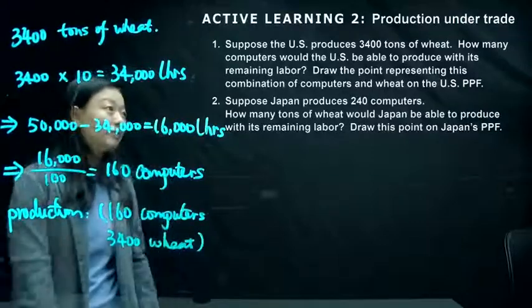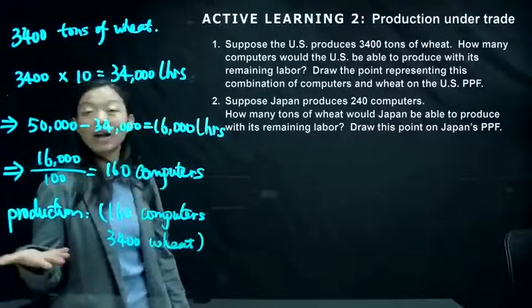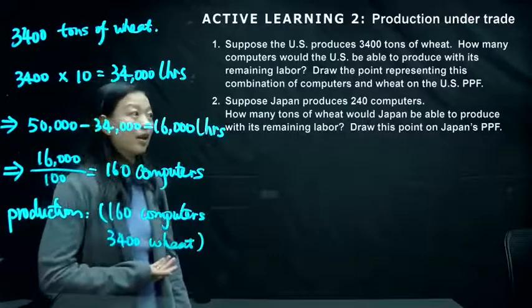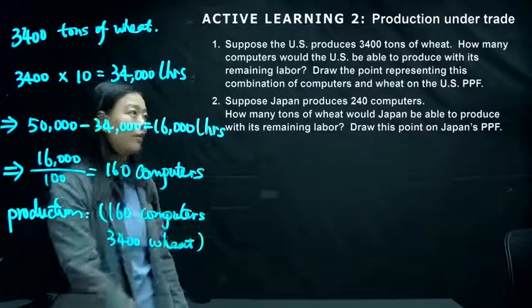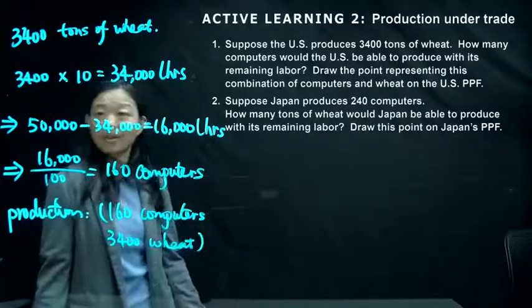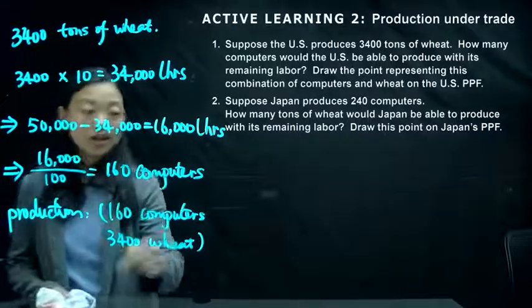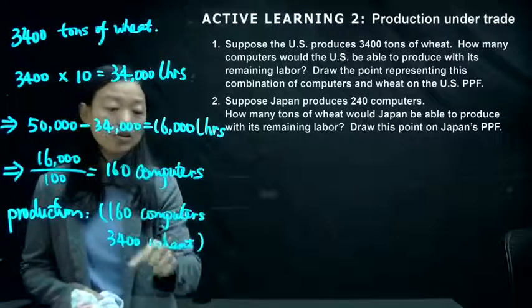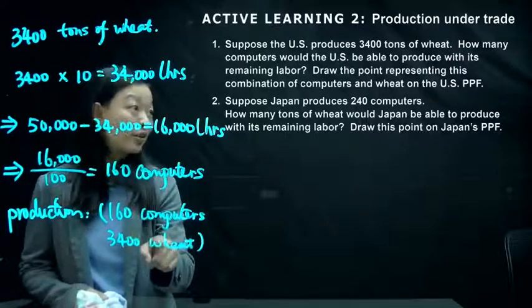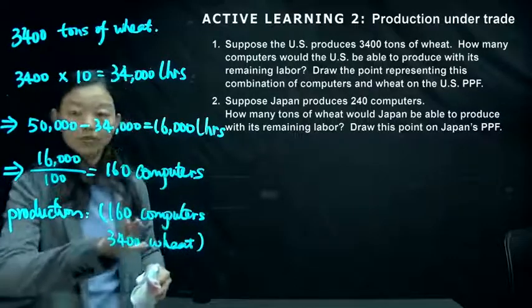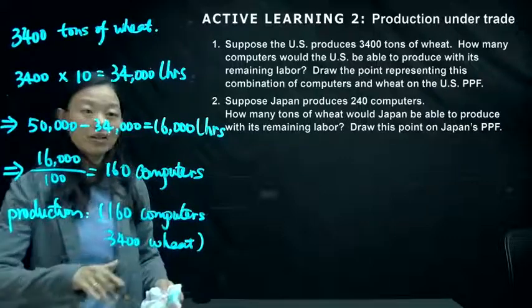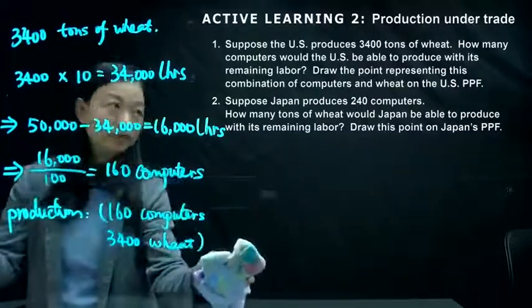Then for Japan, it will produce 240 computers. And we also would like to say how many tons of wheat Japan can produce. So let's look at Japan. You can just mark these combinations of computers and wheat on the US PPF. Okay, now let's move on to look at Japan.